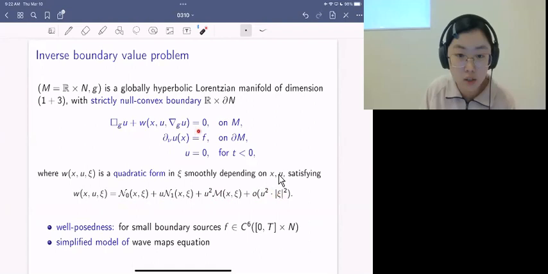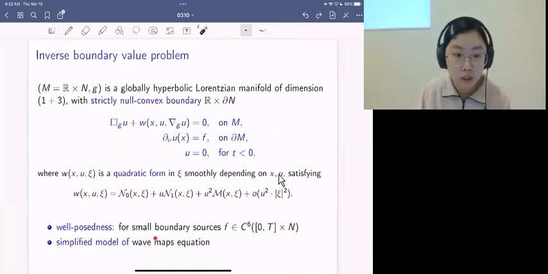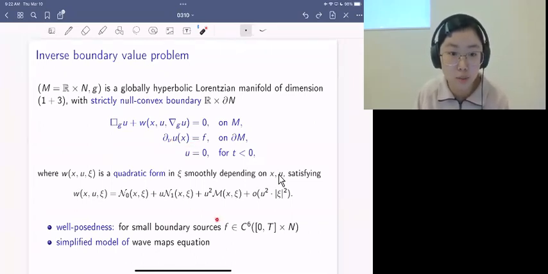So this equation is called the quadratic derivative wave equation, and it can be regarded as a simplified model of wave map equations. So here we impose some Neumann boundary condition, and we can show this is well posed if the boundary source f is small enough.